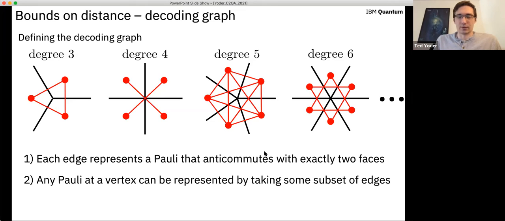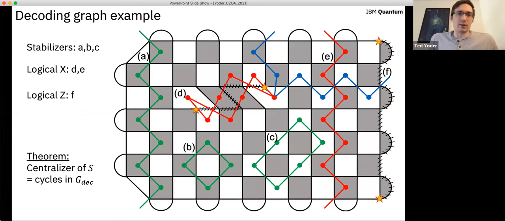And then also, whatever Pauli you choose to apply to the qubits at a vertex can be represented by some subset of these edges, essentially the product of those subsets, or the product of those edges. So what are some examples?